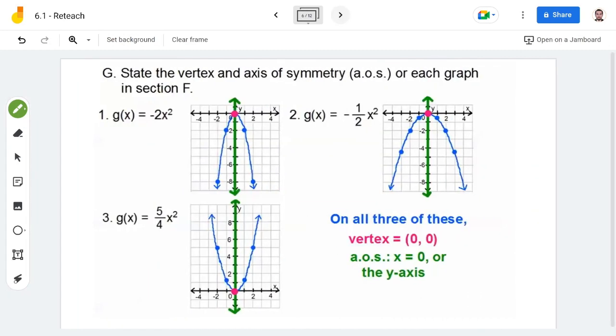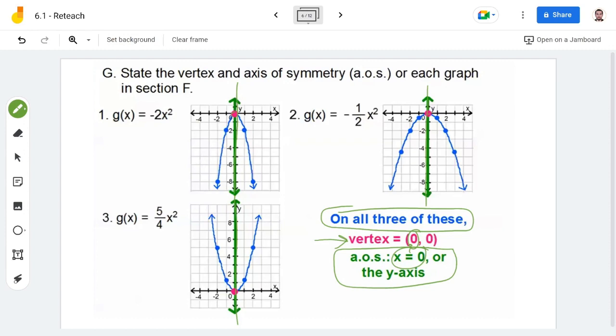Now you have here a summary of all the graphs that I did. What are the common things between all three graphs? All of these graphs have the same vertex, because the vertex is 0, in the purple color. And the axis of symmetry is always x equals 0, because in the center of the graph, x equals 0, which is the vertex here.